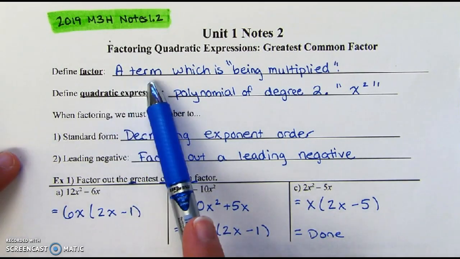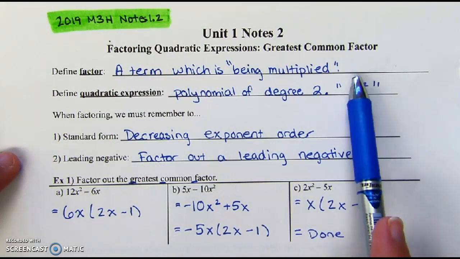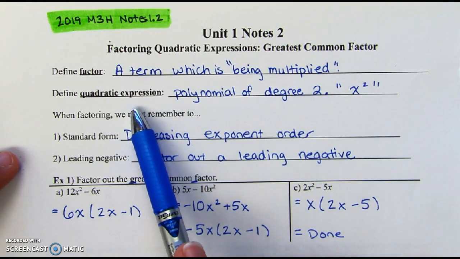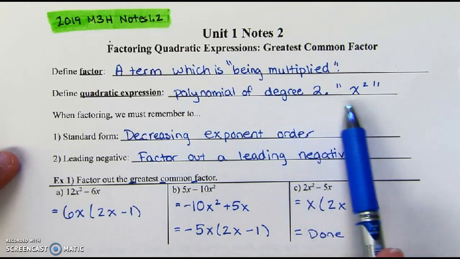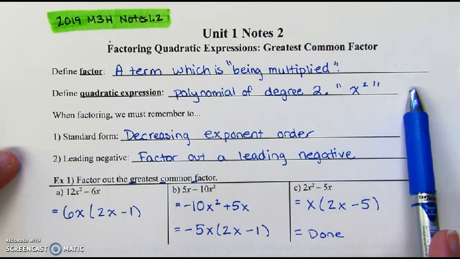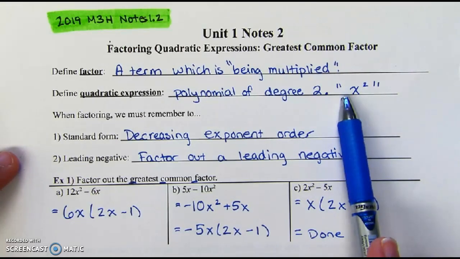A factor is any term that's being multiplied. If it's next to a plus or minus sign, it's not a factor. A quadratic expression is a polynomial of degree 2. So it has an x squared and it doesn't have anything bigger than that. So it can't have an x to the power of 3 or to the power of 4. It has an x squared and that's the highest one.